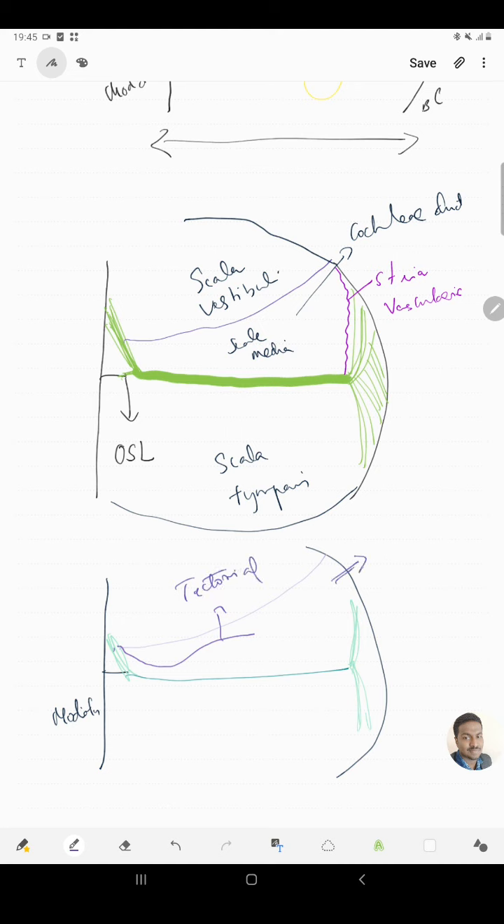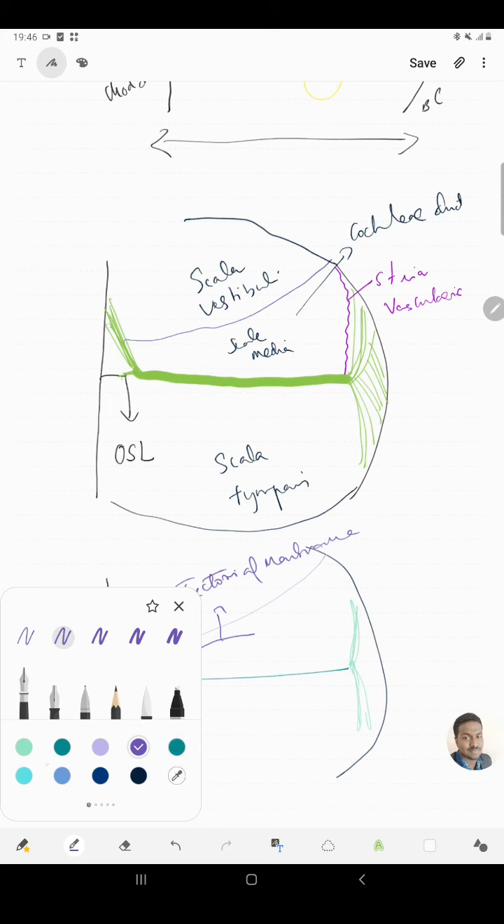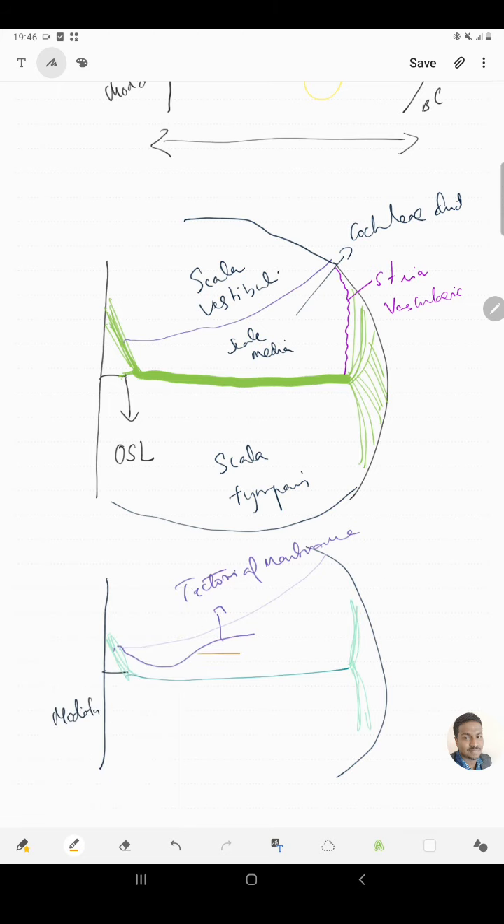Whatever we are dealing with, we are going to deal only in the scala media now. We are not compartmentalizing the middle part, scala media. This is the tectorial membrane, and next, we know the inner ear has hair cells, and these hair cells are inner and outer. Now we should know which is inner and which is outer.